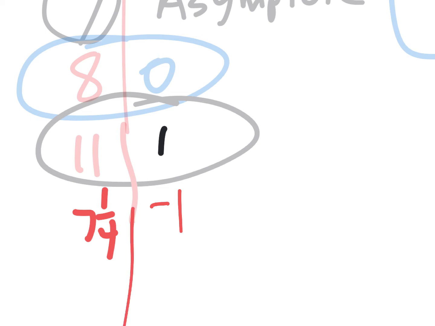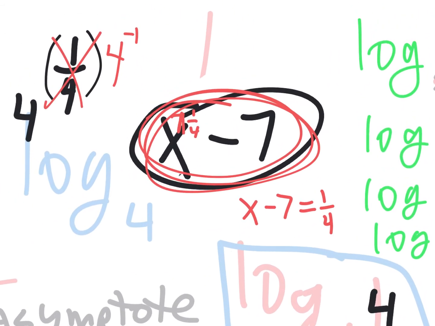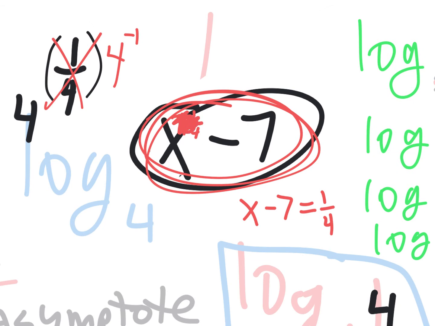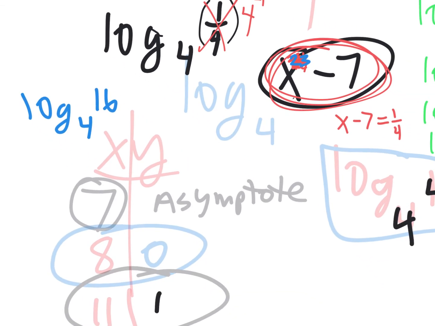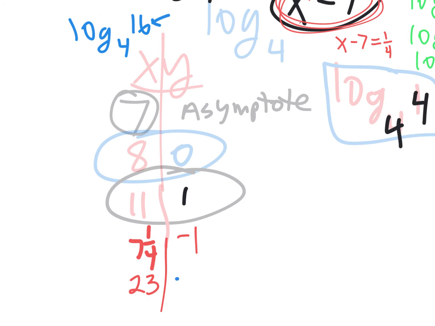Did anybody else think of another point that would have worked? Yes. 23. Ooh, I'm guessing that wasn't chosen randomly. No, because 23 minus 7 is 16. So if we put a 23 right here, 23 minus 7 is 16, and log base 4 of 16 also works out nice. What is it? 2. It's 2, because that's like 4 squared. So 2. Look at how many points we can get.